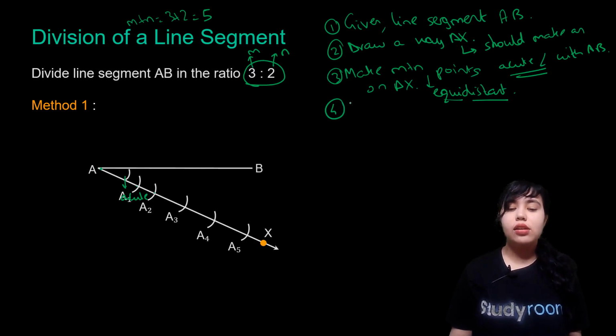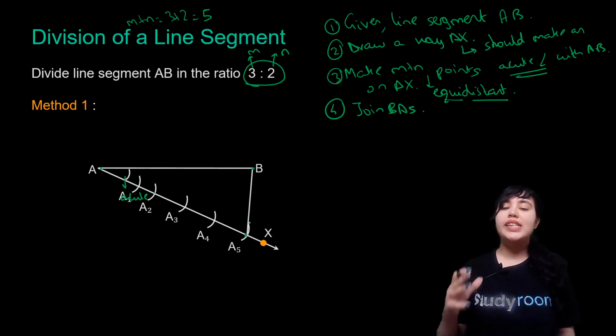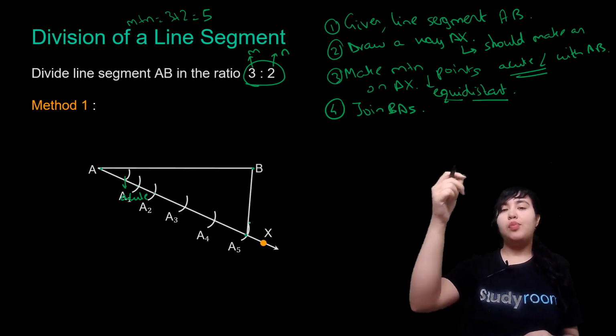Then what is the next step? You have to join B and A5. You have to join this point B and this point A5. So basically the last point is joined to the end point of the line segment.